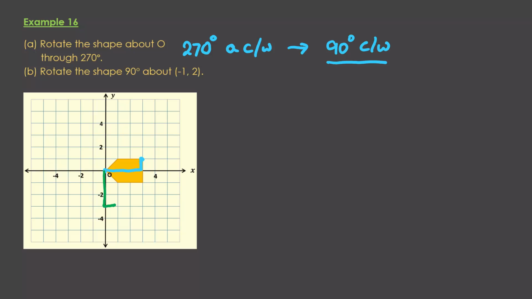The long side here was facing at 3 o'clock and it's now going to face at 6 o'clock. And the short side was facing at 12 o'clock, so it's now going to face at 3 o'clock. So what I've done is I've moved this vertex, and I know that that vertex will go there.